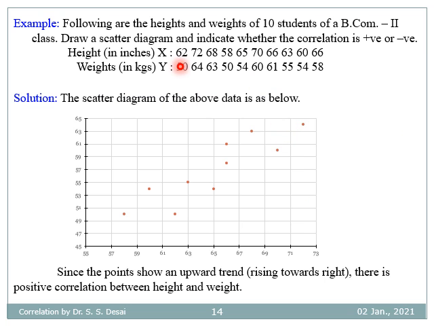Now let us see one problem based on scatter diagram. Following are the heights and weights of 10 students of a second class. Draw a scatter diagram and indicate whether the correlation is positive or negative. They have given heights and weights of 10 students here. We can plot them on the XY plane, and the plotted points look like this. The scatter diagram of the above data is as follows. If we observe, all the points lie on a strip which rises towards the right, and this indicates that there is positive correlation between height and weight of the students.